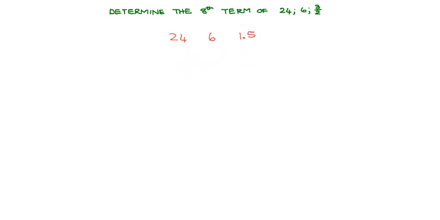Now what we're going to do is test to see if it is, okay? Because sometimes they're going to throw stuff at you that doesn't actually fall into it, and we don't want to fall into the trap of just assuming. Assuming is not a good idea, especially in maths, okay? So let's do the trick for geometric, which is we divide term 2 by term 1.